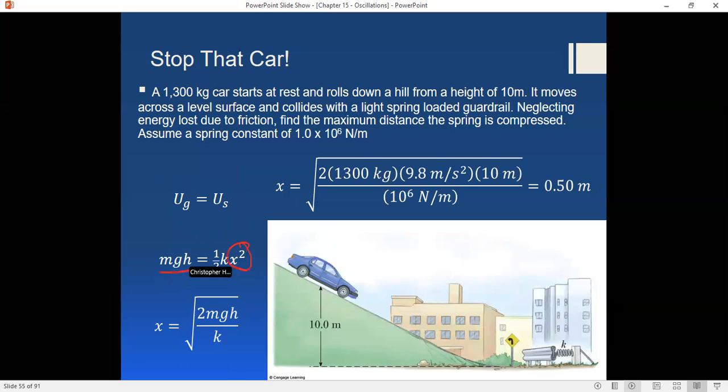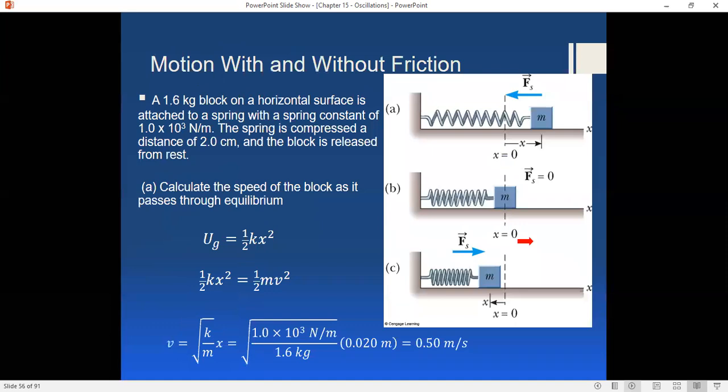I'll divide both sides by k. I'll multiply both sides by 2. Okay? Then I take the square root on both sides, and I get my final expression right here. Okay? Very simple conservation of energy. All right. Again, we're doing these examples without friction. Friction is going to do work on this. This just allows us to quickly go from potential energy to kinetic energy and back to potential energy without having to worry about energy loss due to the system.